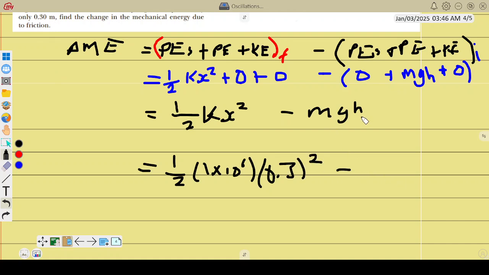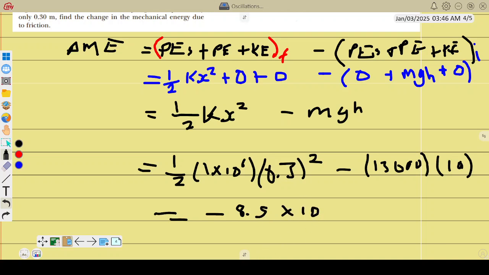Okay, and then the mass and gravity together, they make a force. I think you have now mastered the art. And then we'll have 10 there. So you do your math, you are going to get negative 8.5 times 10 power 4. Yeah, so these are in joules. So that is the change in mechanical energy.